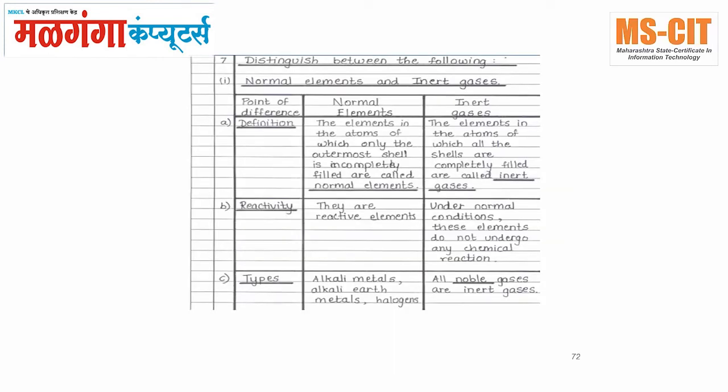In case of distinguish between, normally we write that answer using two columns, but I am suggesting you draw three columns. First column is point of difference. In that column you will write the point only, so the examiner at a glance will know which point you have covered.